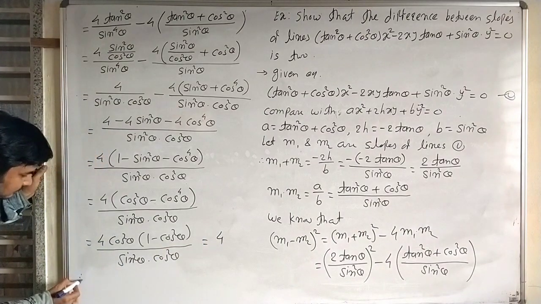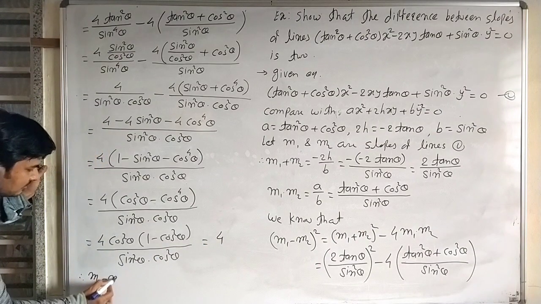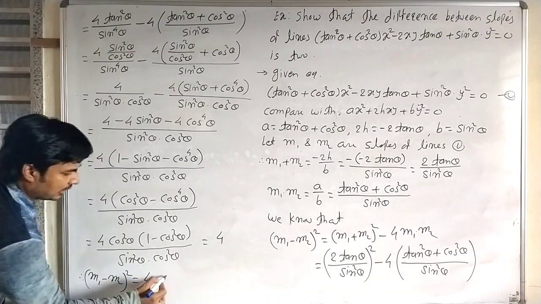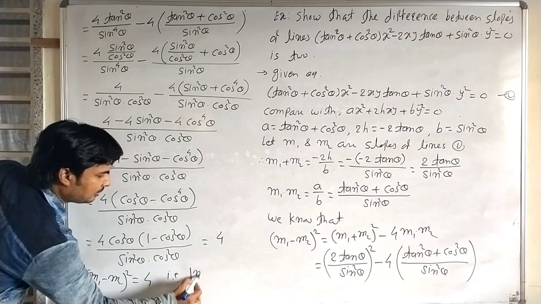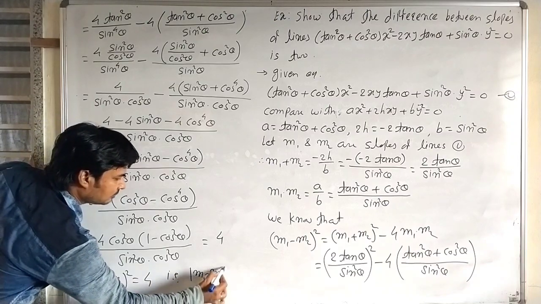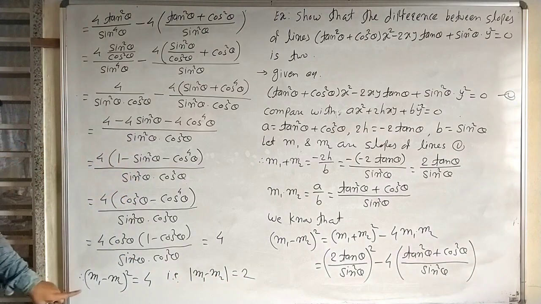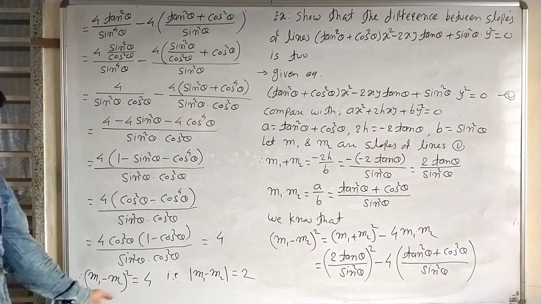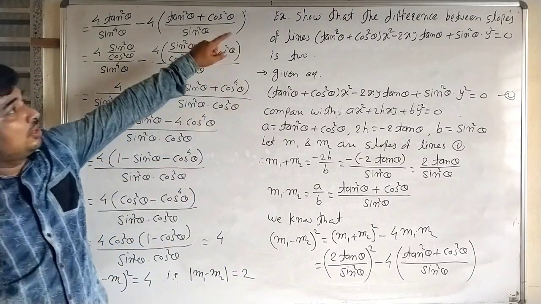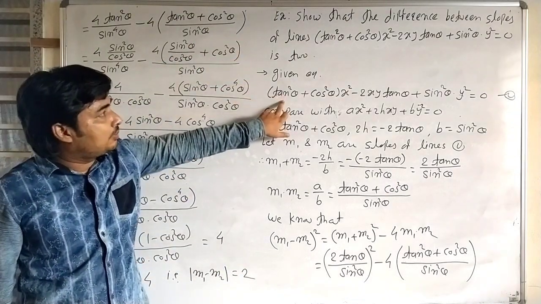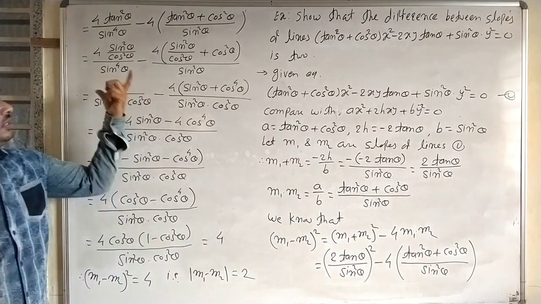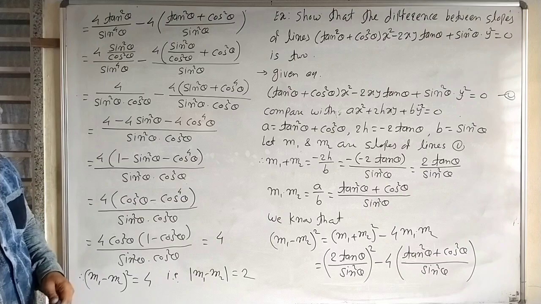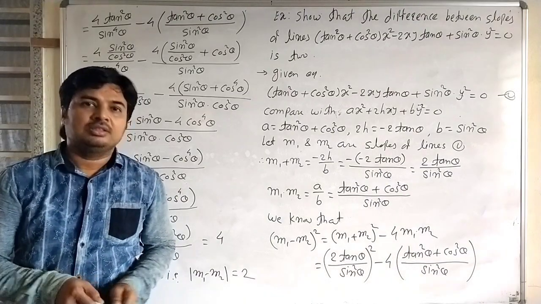Therefore m1 minus m2 whole square is equal to 4, and the difference between slopes is equal to 2. m1 minus m2 whole square is equal to 4. Therefore mod of m1 minus m2 is equal to 2. Therefore the difference between slopes of the lines represented by this equation is 2. See carefully. Now, next example in next lecture.